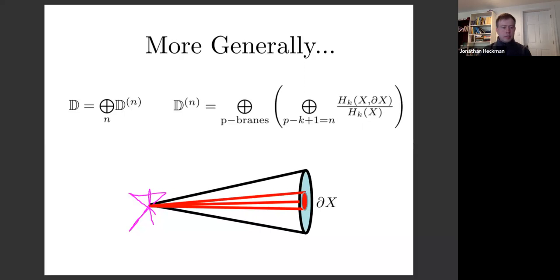Somehow I've done something to the Zoom toolbar. Sorry, let me just. There. Okay, it's back where I wanted it.